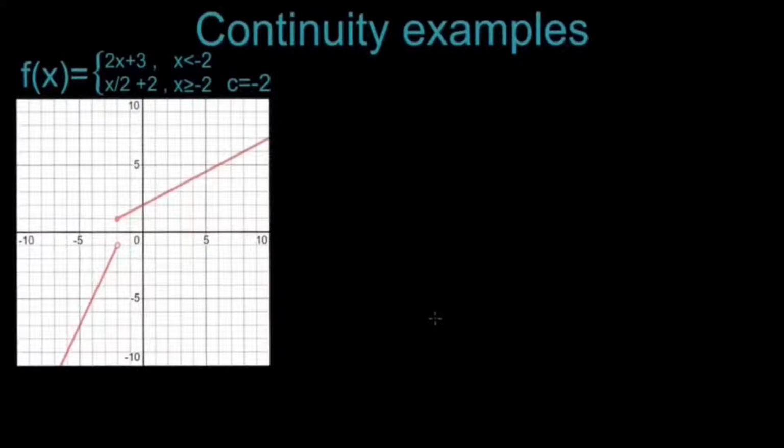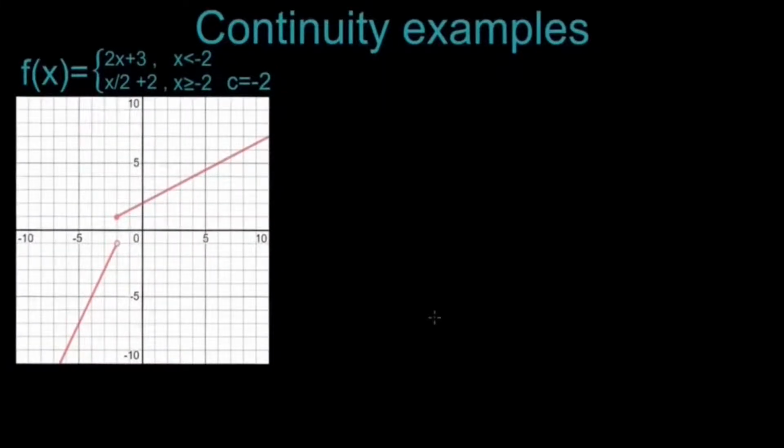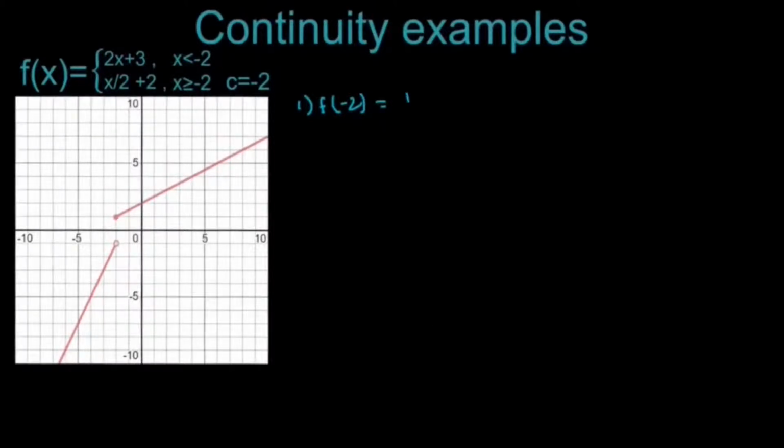The next example is this piecewise function, and in particular we're going to see if it is continuous when x is equal to negative 2. The first thing to deal with when proving continuity is whether it is defined at that point, so is f of negative 2 defined? In this case it is. You can plug this back into the function and find that f of negative 2 is equal to 1. The second thing we have to prove is that the limit of f of x as x approaches negative 2 exists, or that the limits from either side are equal to each other.